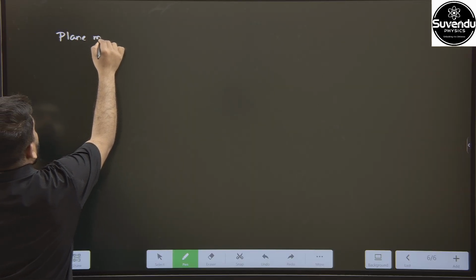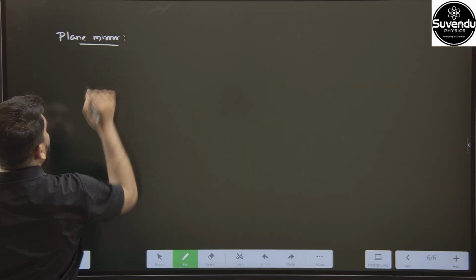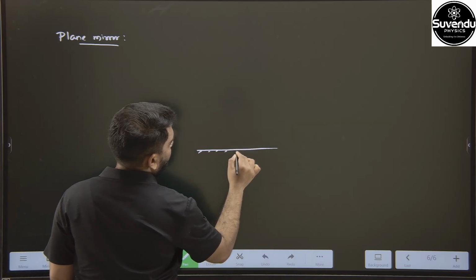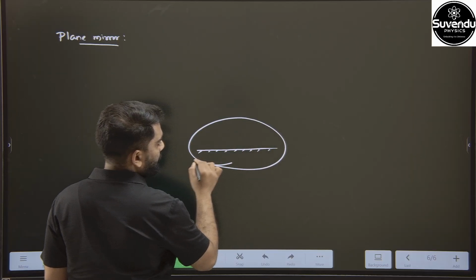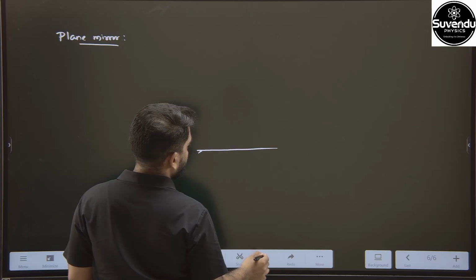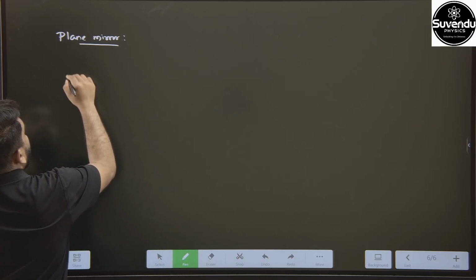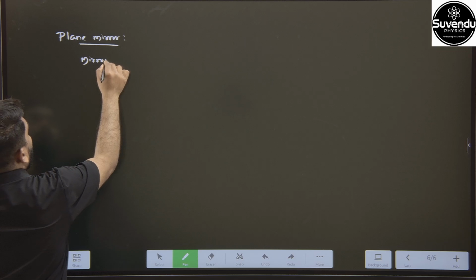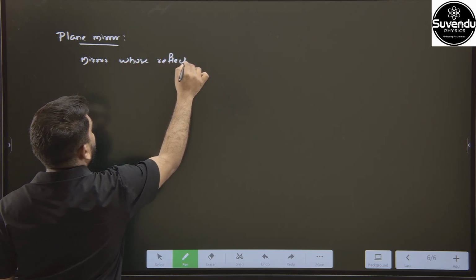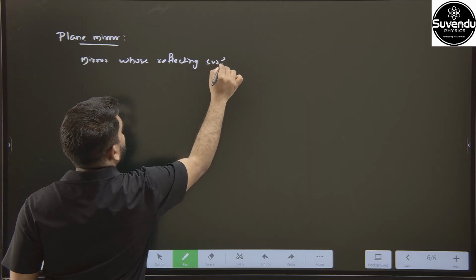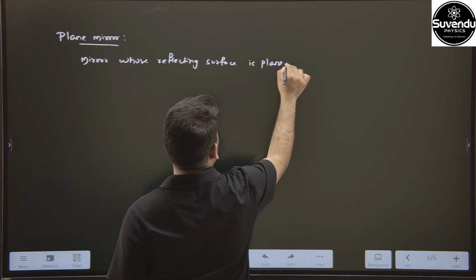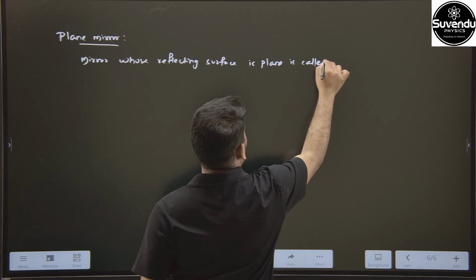Plane mirror. Remember one thing, we are very much acquainted with this diagram and we are telling that this is our plane mirror. This is not plane mirror actually. Okay, what does it mean? I will explain. Wait. So mirror whose reflecting surface is plane is called plane mirror.